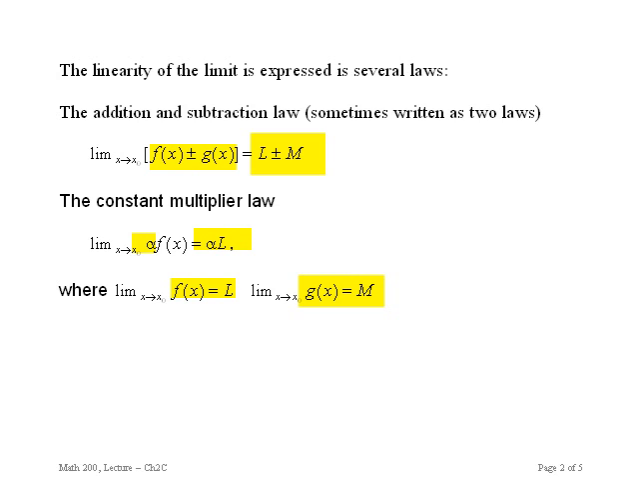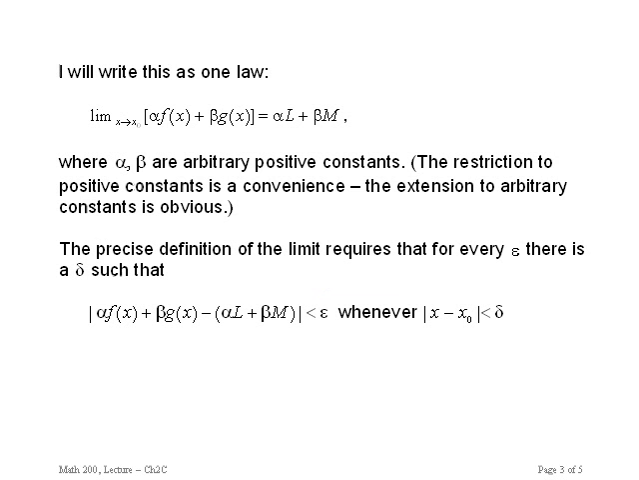I'm going to take those three laws and write them as one law. So here's the one law that I'm going to write. It says that the limit of alpha f plus beta g is alpha L plus beta m, where alpha and beta are arbitrary positive constants. I'm restricting alpha and beta to be positive constants so that I don't have to write so many absolute value signs. It's just a matter of convenience.